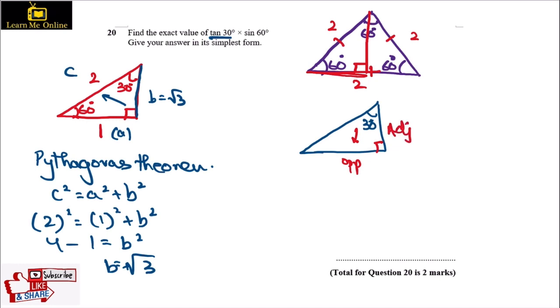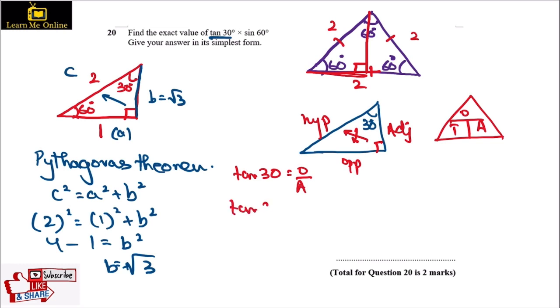And the third side is always the hypotenuse, which is opposite to the 90-degree, and it's the longest side of the right angle triangle. To find out tan 30, I'm going to draw the triangle, which is TOA. We are finding out a tan function, which is tan 30, which means opposite over adjacent. So we're going to write it down now. Tan 30 equals opposite over adjacent.